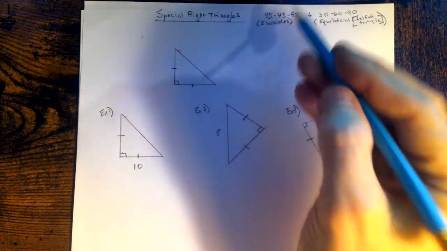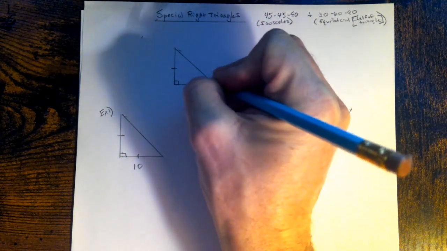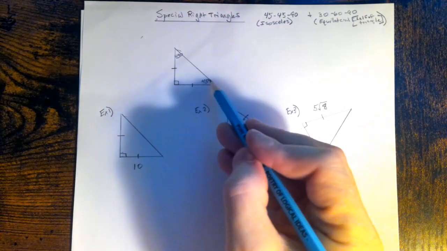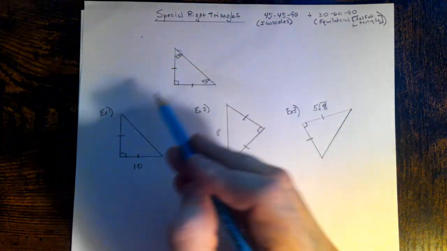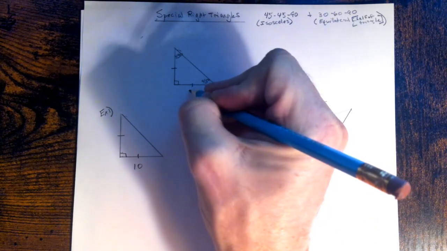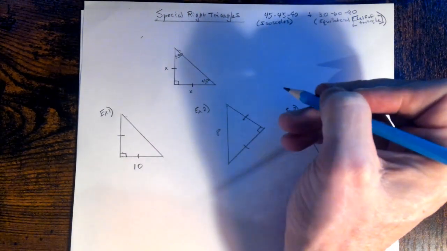But it's an isosceles triangle, which means that the base angles are 45 degrees, right? And that's how I know I'm talking about a 45, 45, 90. Three angles, all three add up to 180. One's 45, the other's 45, one's 90. So I want to know what is the length of each of the sides.